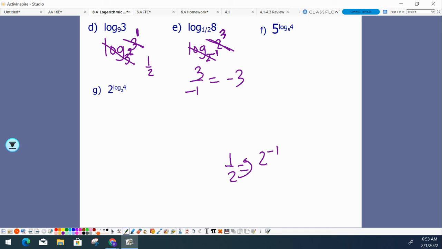Now the next ones, it doesn't matter if the log comes first or the exponent comes first, right? So here, see how this is 5 raised to the power of log base 5 of 4. So this time it's the exponent that comes first, but it's base 5. This is log base 5. The base 5's cancel, and it's just 4. In letter G, the base of the exponential is 2. The base of the log is 2. The bases cancel, and it's just 4.